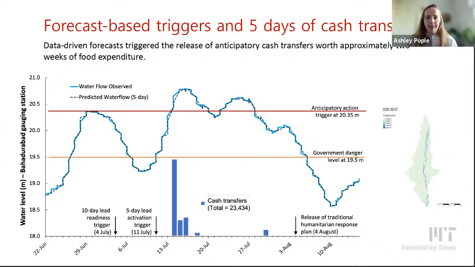which activated the interventions. And after the 5-day lead-up trigger was activated, funding was released within 4 hours, which is unheard of in the humanitarian world, and reached approximately 23,000 households over 5 days. As you can see, the humanitarian response plan, which is the traditional approach, was only released, let alone actually acted upon, on the 4th of August, which was a whole month later than the first trigger, which had been activated on the 4th of July.